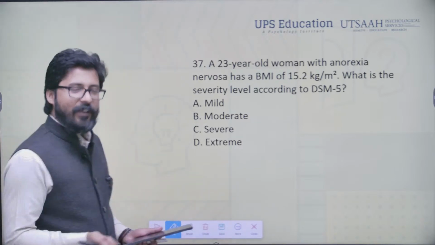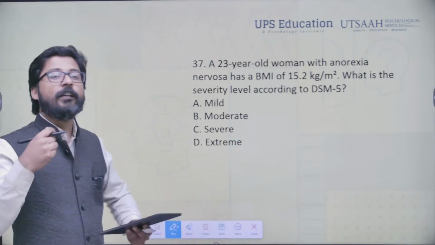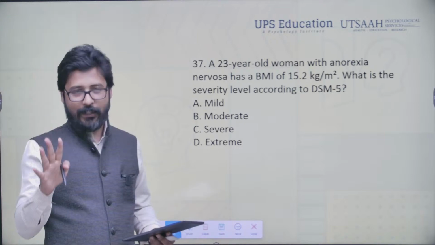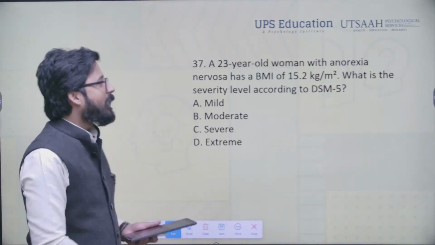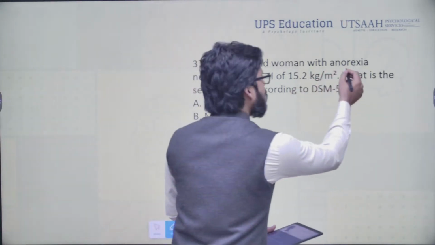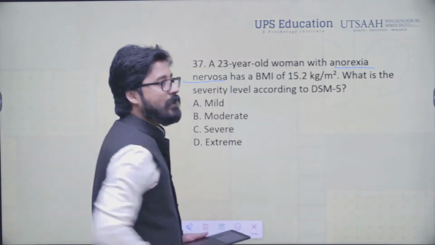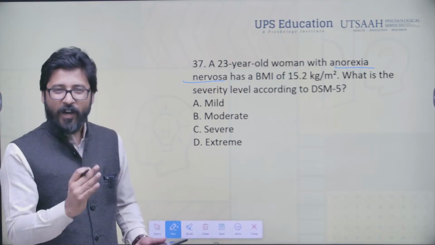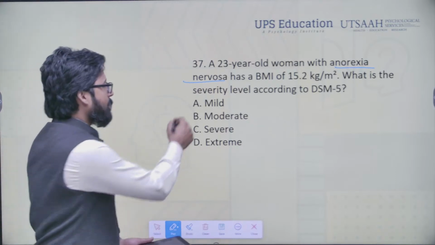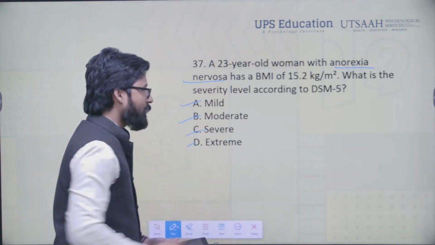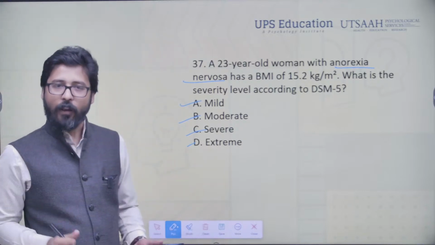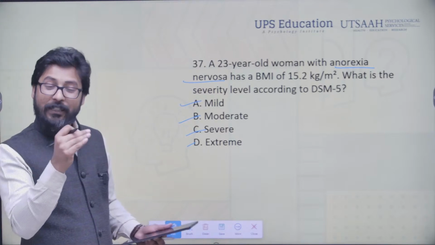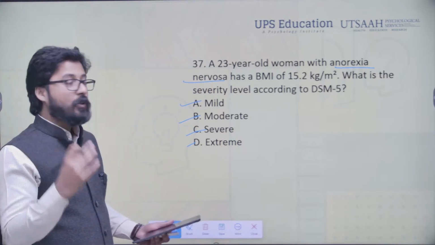If you are aware of DSM-5-TR, you will know that there are 4 severity levels in anorexia nervosa. We are discussing anorexia nervosa, that is an eating disorder. The 4 levels are mild, moderate, severe and extreme. So where will that individual fall? If you want to answer this question, you have to be aware of those severity levels.